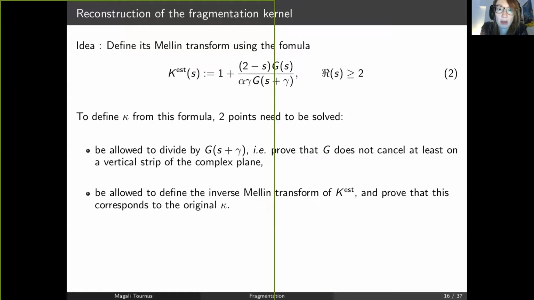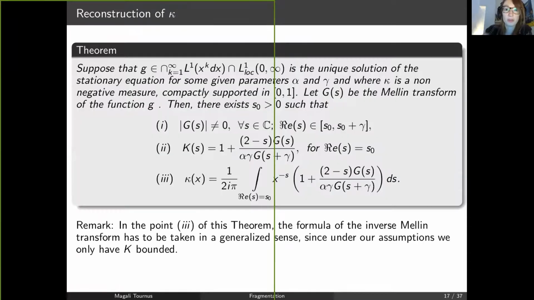And actually, our first theoretical paper, most of the paper, was about this very delicate point: we prove that we can find a line on which capital G does not cancel, and then define K and prove that everything works. So this is the theorem that we got. Actually, we proved a little bit more. We proved that capital G does not cancel on a vertical strip. So we were able to define K on some vertical line included in this vertical strip. And then the kappa we found with the inversion formula does actually correspond to the real kappa we were looking for.